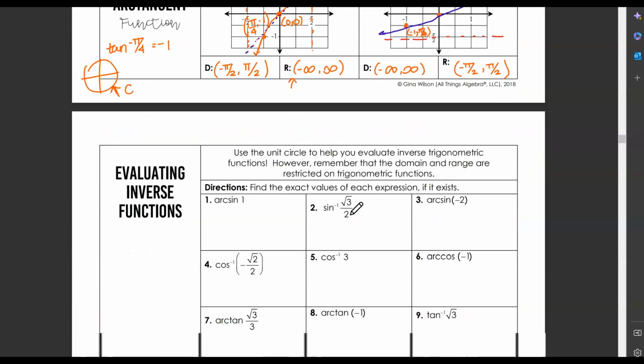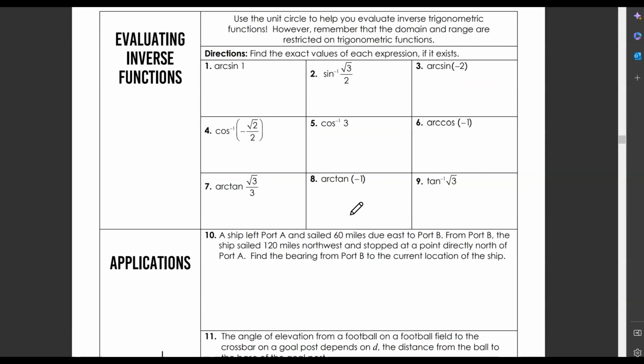All right, so let's go ahead and continue. We're going to start talking about evaluating inverse functions. We're going to use the unit circle to help evaluate the inverse trigonometric functions. However, remember that the domain and range are restricted in trigonometric functions, so we do keep those domains and ranges in mind. We want to find the exact values of each expression if it exists.